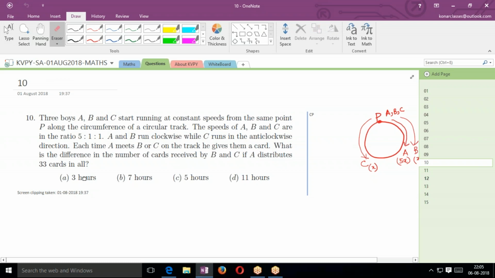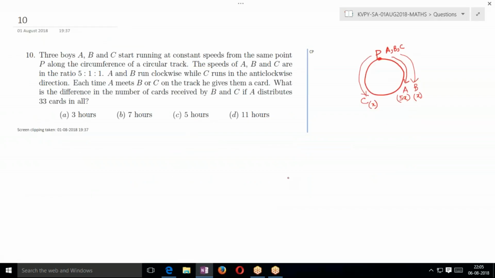So here are the options. Please ignore the hours; this is a typo at our end. The options are 3, 7, 5 and 11. This is a very classical question, very likely to come in KVPY, this kind of examination. The first thing is that as A and B run in the same direction, for every 5 rounds completed by A, he will meet B 4 times because their ratio is 5:1.